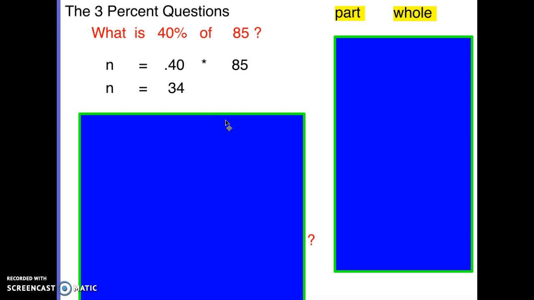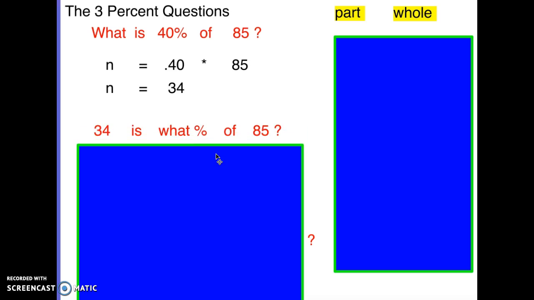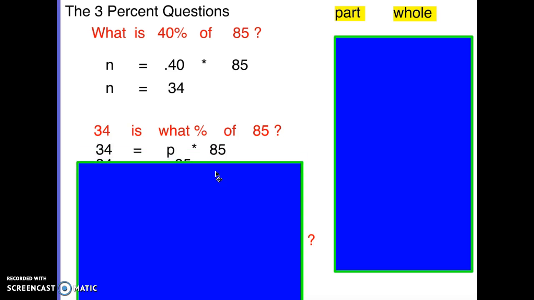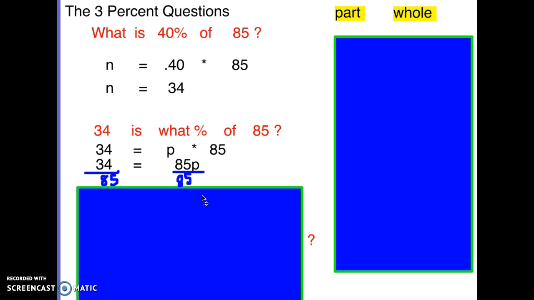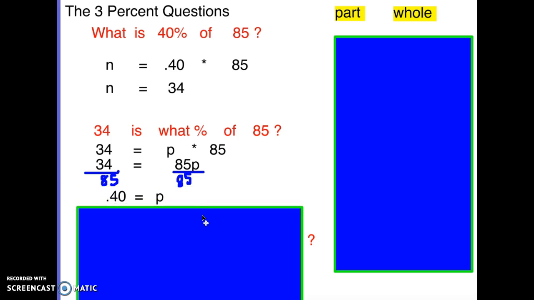Here's the second percent question. 34 is what percent of 85? Let's write it as an equation. 34 is what percent, we'll use p as our variable, of 85 times 85. And if we combine that to be 85p, we'll divide both sides by 85, the coefficient, to get p by itself. And we find p equals 0.40 or 40%.